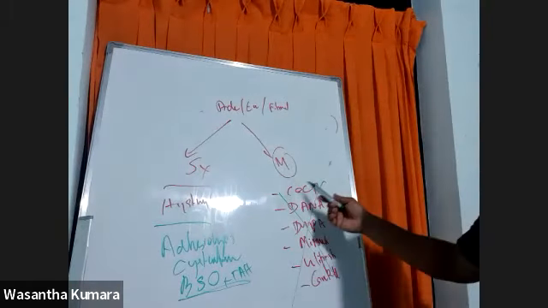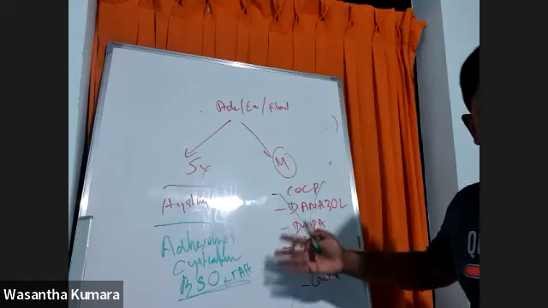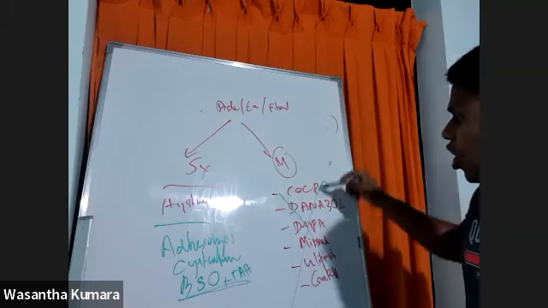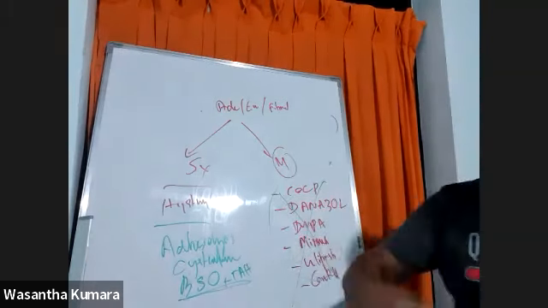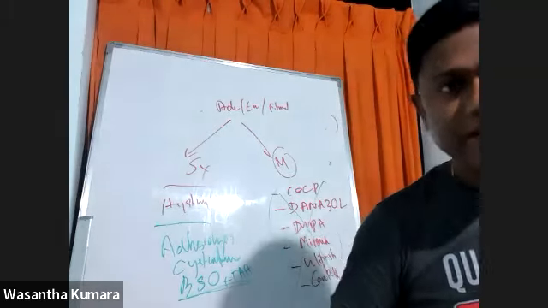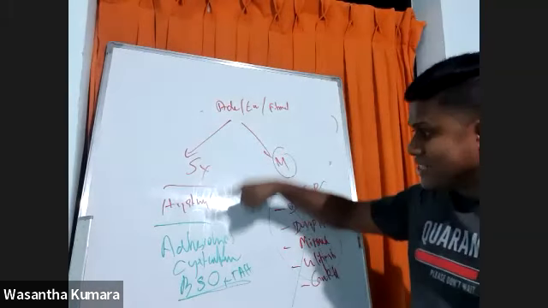Why? If you give OCP, you can't become pregnant. If you give DMPA, no pregnancy. GnRH is the same. Mirena is the same. So all medical management options are out if the problem is fertility. So what are the management options then?